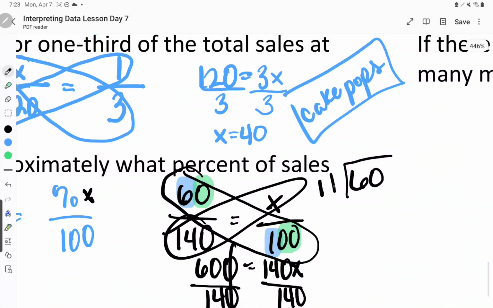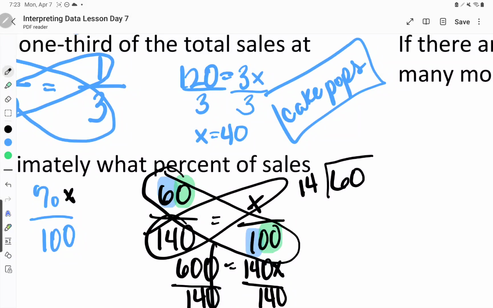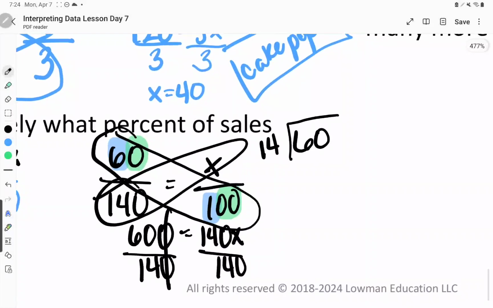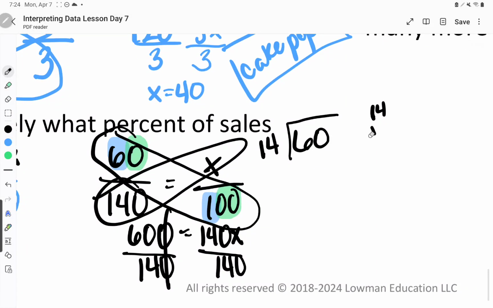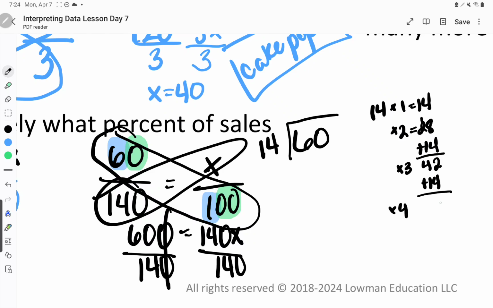And I have 14 going into 60. 14 would go into 60. Let's see, we have 14 times 1, which gives us 14, times 2, which would give us 28. We'll add another 14 to see what times 3 would be. Add another 14 to see what times 4 would be. And it's really close to 60 right there with the times 4, so it's going to go in 4 times.